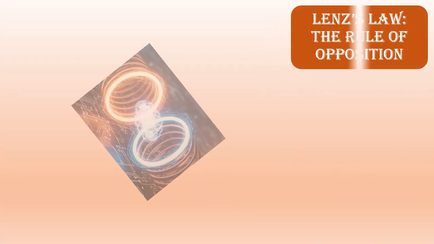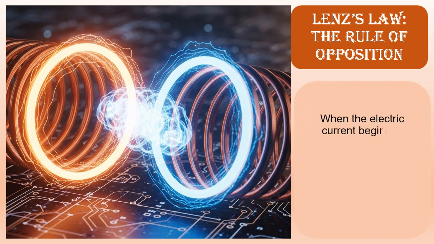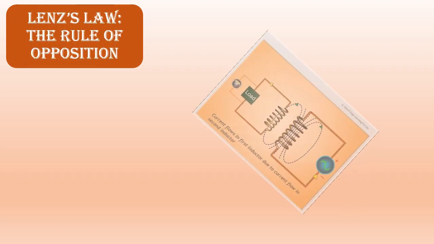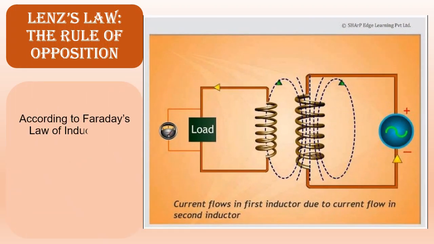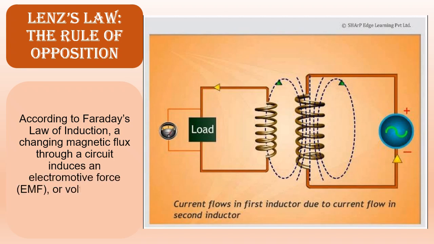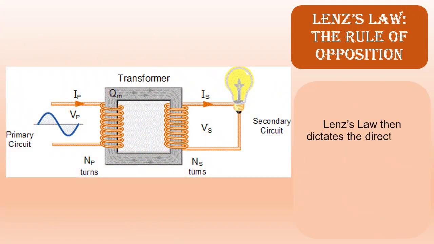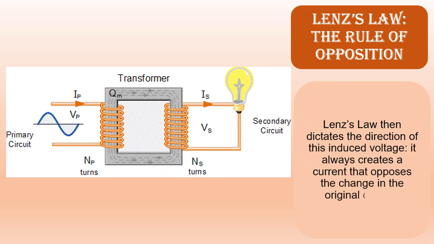Lenz's law, the rule of opposition. When the electric current begins to change, the corresponding magnetic field also changes. This alteration in the magnetic field is the trigger. According to Faraday's law of induction, a changing magnetic flux through a circuit induces an electromotive force, EMF, or voltage, in the conductor. Lenz's law then dictates the direction of this induced voltage. It always creates a current that opposes the change in the original current.